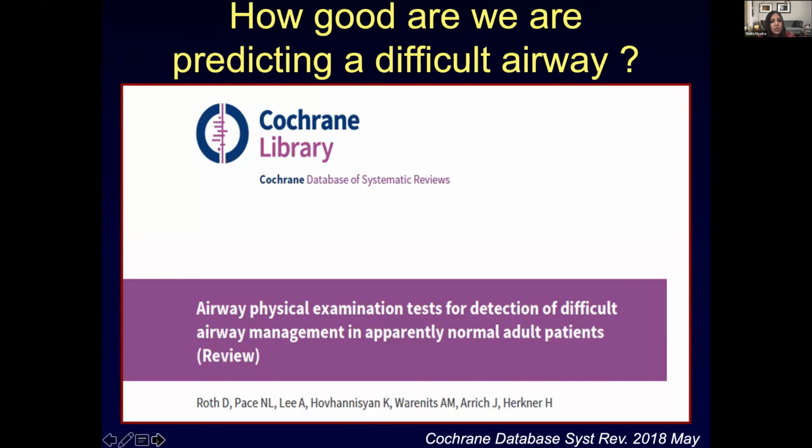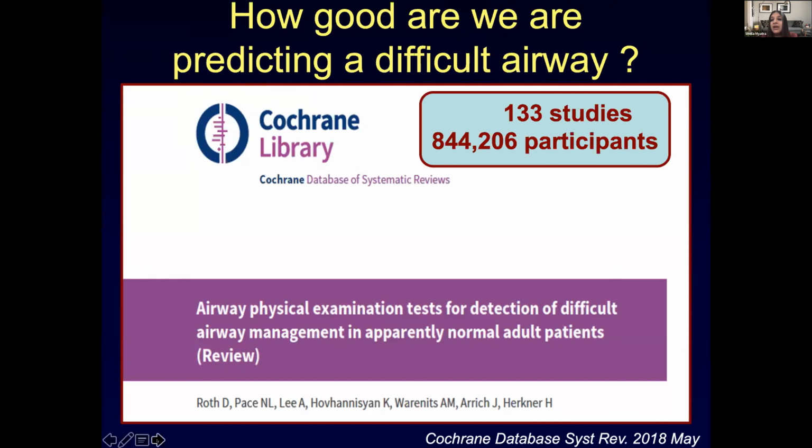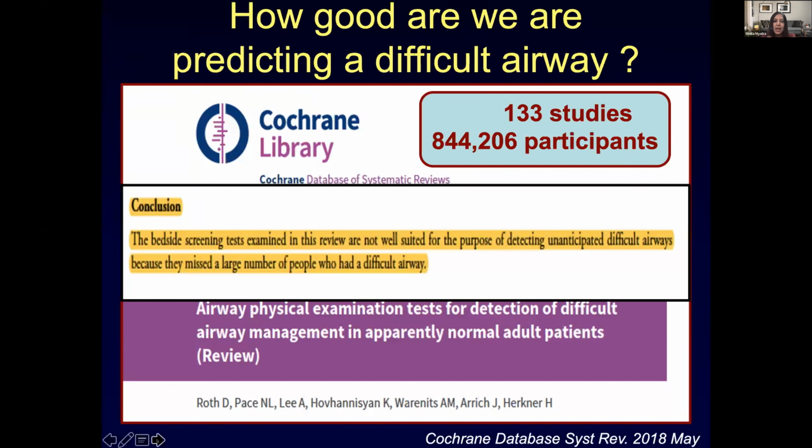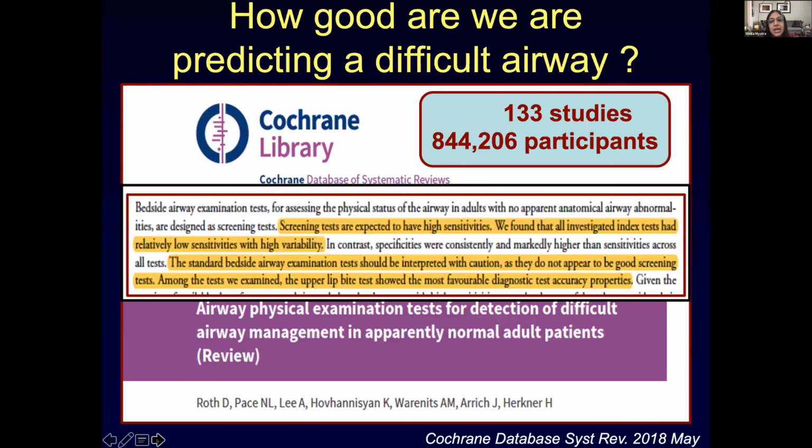Look at this Cochrane review, performed recently, with 133 studies and almost 844,000 participants. The conclusion was that the classic bedside tests we have all taught and examined are not well suited for detecting unanticipated difficult airway, because they miss a large number of people who have a difficult airway. Ideally, a test should have very high sensitivity, because you don't want to miss anyone who has a difficult airway.